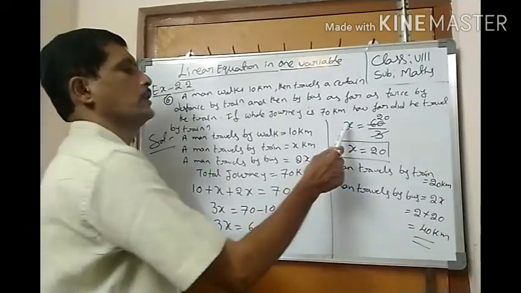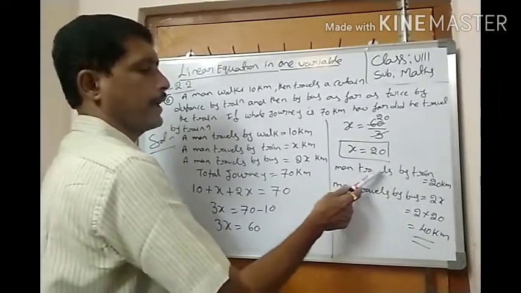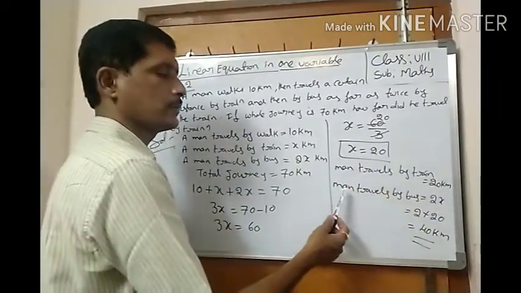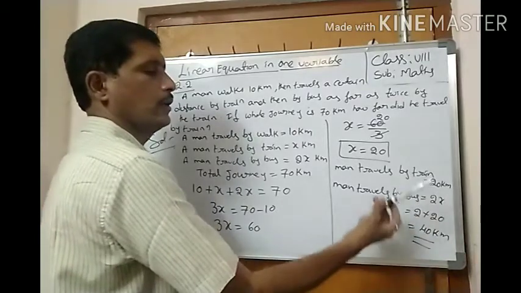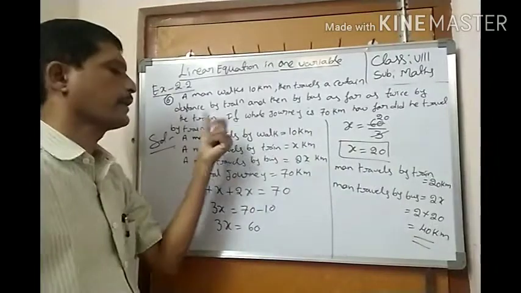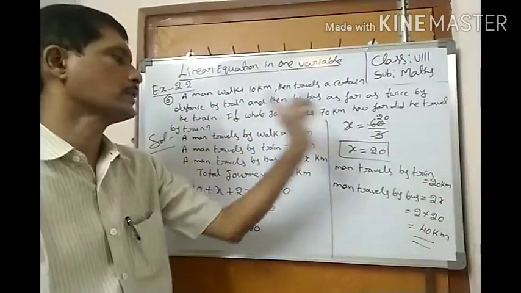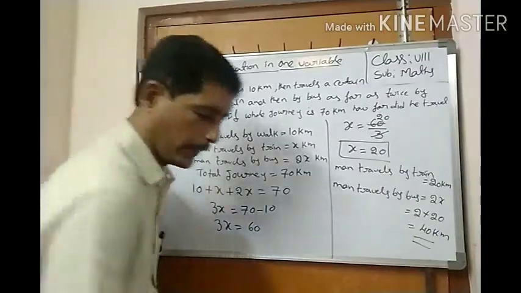Therefore x equals 60 by 3, that is 20. The man travels by train, that is equal to 20 kilometers. The man travels by bus, that is equal to 2x, 2 into 20, that is equal to 40 kilometers. The question asks for the distance by train and bus. By train, 20 kilometers. By bus, 40 kilometers.